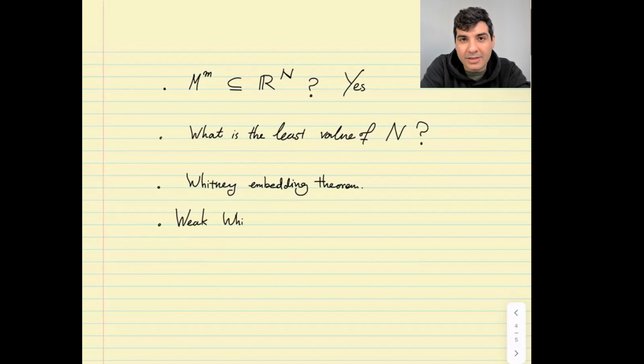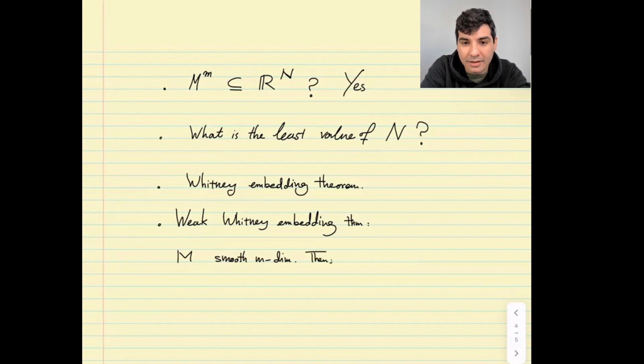So there are two versions. There's the weak Whitney embedding theorem. Let's first state that. What is the statement? Suppose M is a smooth m-dimensional manifold. Then the weak Whitney embedding theorem says there is an embedding from M into the Euclidean space of dimension R^(2m+1). So this is the weak Whitney embedding theorem.